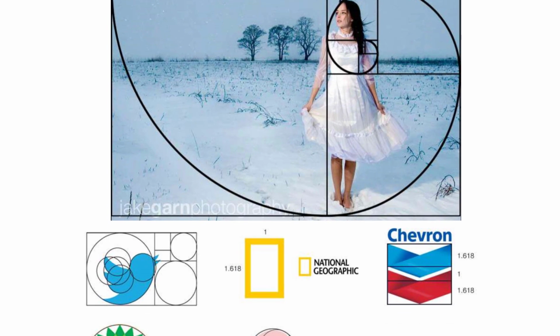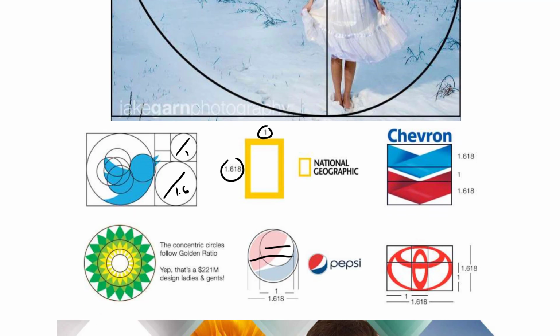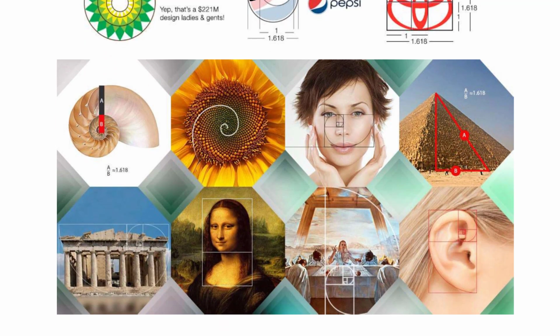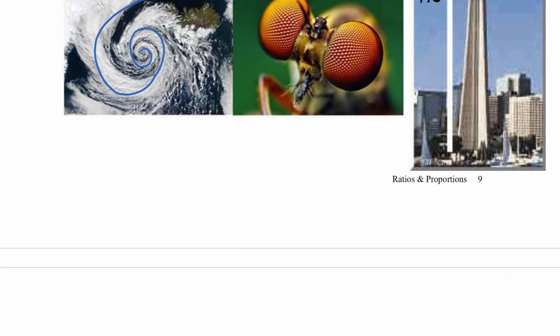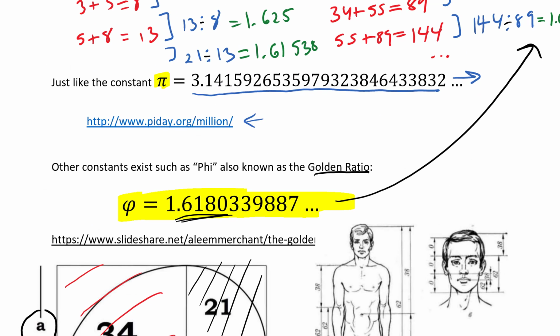What about symbols? Twitter, diameter of 1.6 to 1. National Geographic, Chevron, Pepsi Cola, 1 to 1.6, Toyota. And again, all these different patterns here. Your ear, architecture, there are many different things that involve the golden ratio. So these are just some of the amazing things that we can get into when you really start to explore math just for the sake of math. You start seeing patterns and you can start developing some interesting theories.